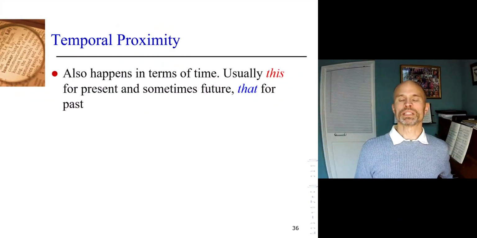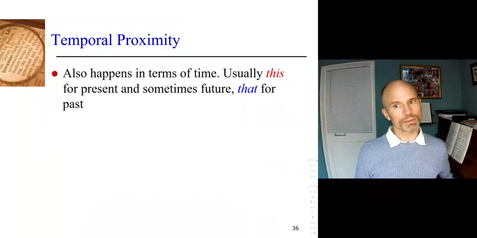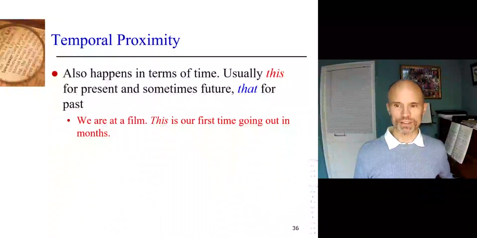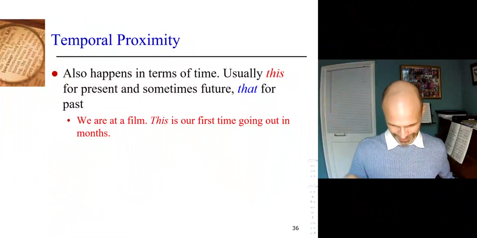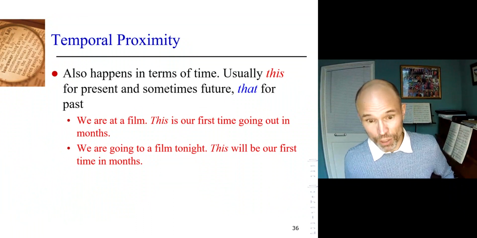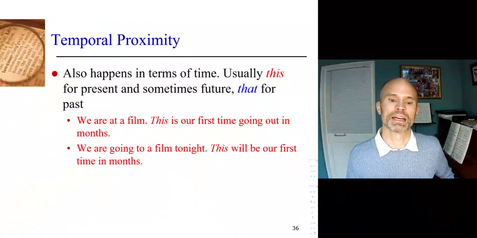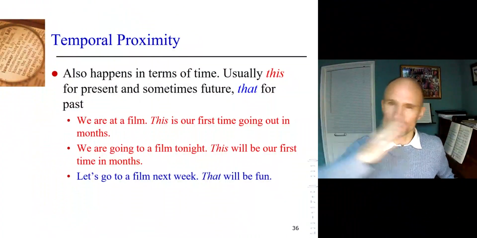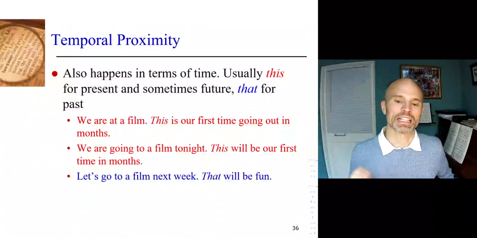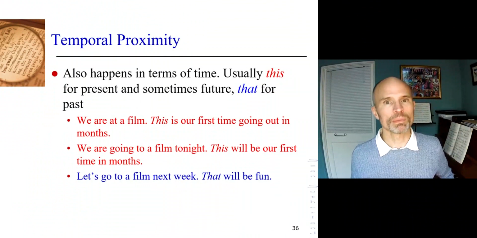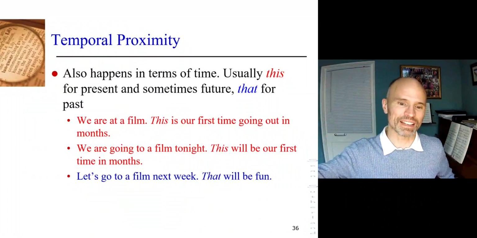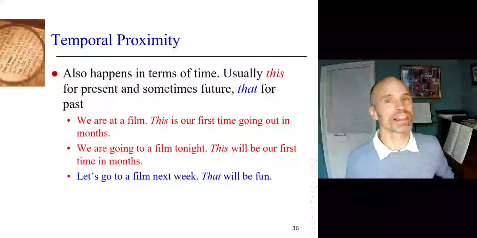Time as well. We tend to use this for present and sometimes future, that for past, right? You can see examples here. This is our first time going out in a month. We're there now. This will be our first time in months. Close future, tonight, right? Whereas with that, there's no exact time where we switch, but we seem to eventually switch to that. Let's go to a film next week. This will be fun. Let's go to a film next week. That will be fun. Yeah, next week feels like that, whereas tonight seems like this.